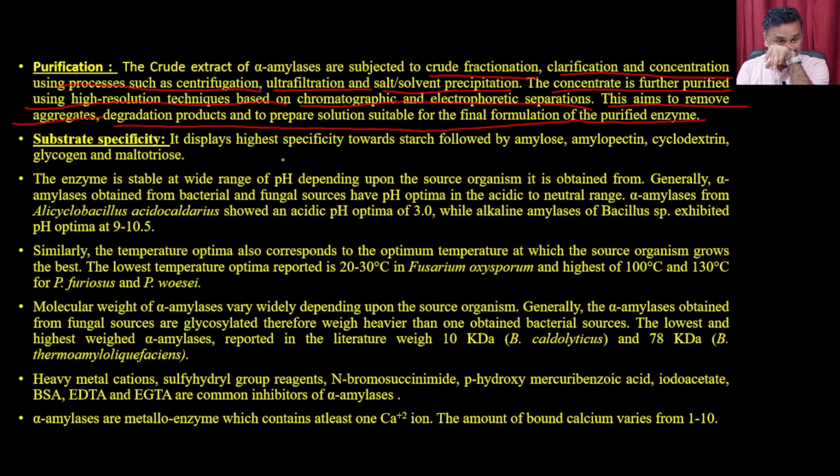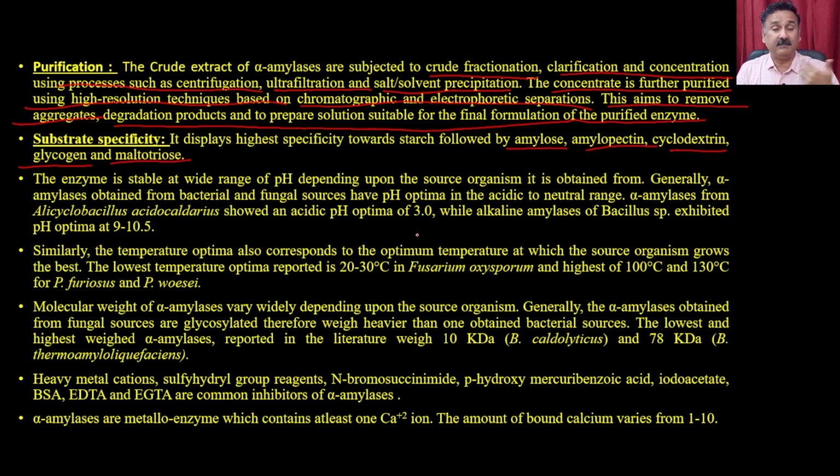Then you can also have the substrate synthesis. So alpha amylases could be specific towards the amylose, amylopectin, cyclodextrins, glycogens, and the maltotriose. The enzyme is stable at a wide range of pH depending upon the source of the organisms. So you can have the pH optima in the acidic to neutral range, or you can also have the pH optima of 3, and so on.